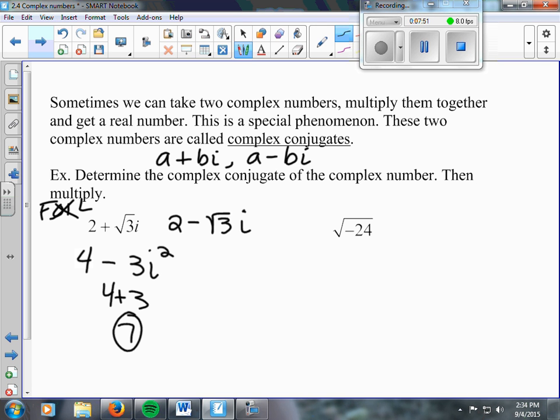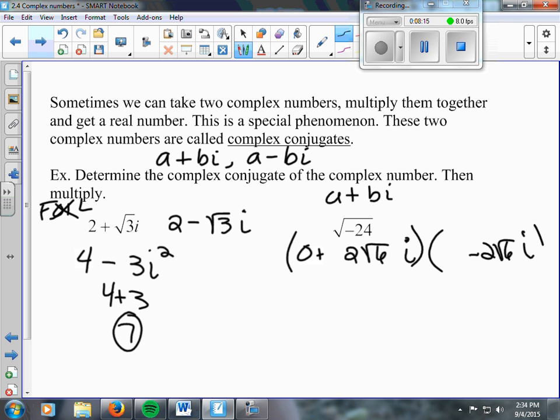Square root of negative 24. Let's write this in standard form first. So that is 2 radical 6 i. So a plus bi, this is 0 plus 2 radical 6i. My complex conjugate would be 0 minus 2 radical 6i. And so when I multiply these together, I get 24 i squared, so negative 24. Oh, good.